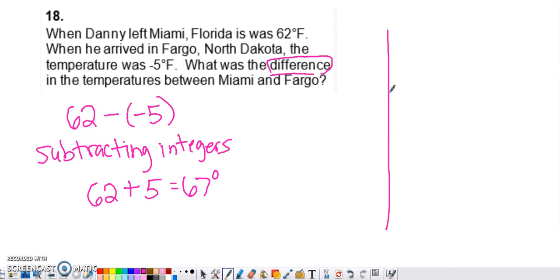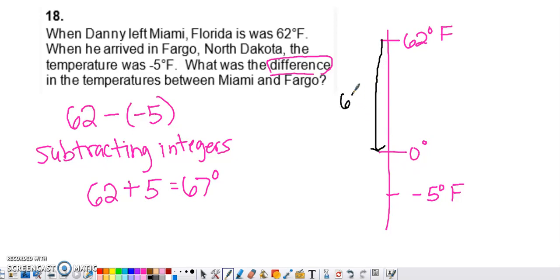Okay. Think of it this way. Here's a thermometer. Here is 0 degrees Fahrenheit. Here is 62 degrees Fahrenheit. This is Florida. And then I have a negative 5 degrees Fahrenheit in Fargo, North Dakota. Okay. So really what we're looking for is the total change in temperature from Florida to North Dakota. So if I start at 62 degrees and I know the temperature is dropping, you have to think of it as steps: how many steps is it temperature-wise from 62 degrees on the positive side to negative 5 degrees on the negative side.